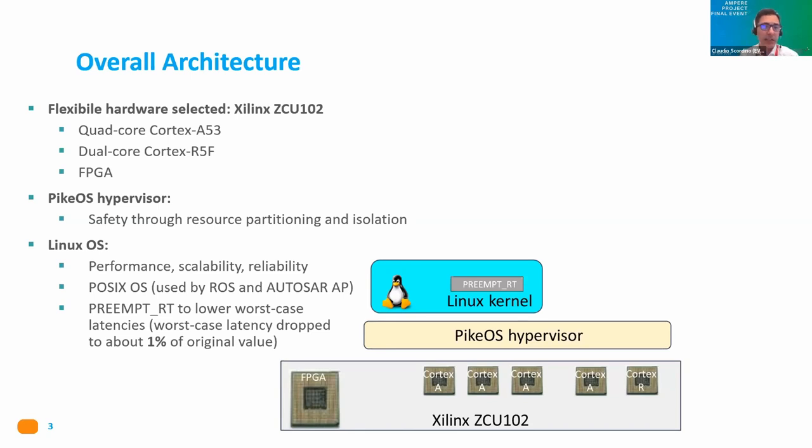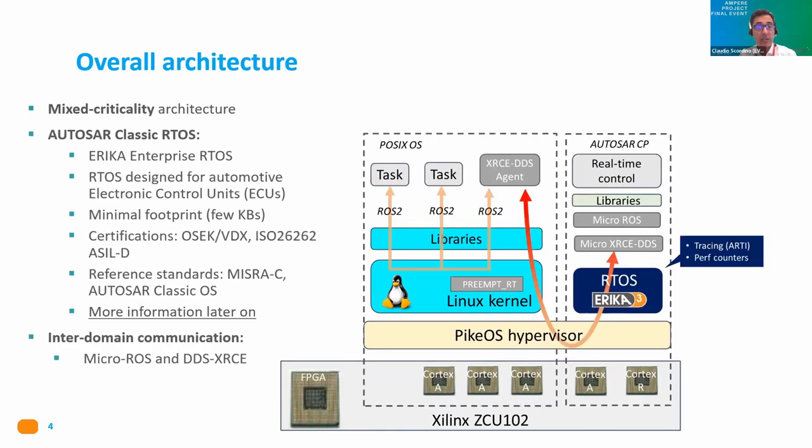Here, I just mentioned that we also installed the PreemptRT patch by the Linux kernel community, which allowed us to drop the worst case latency to about 1% of the original value that was measured. So a quite significant result by using this real-time patch.